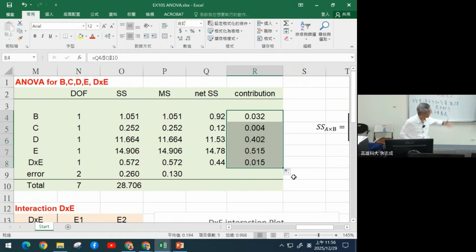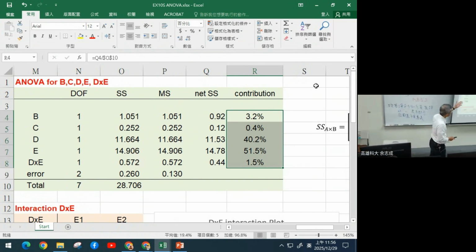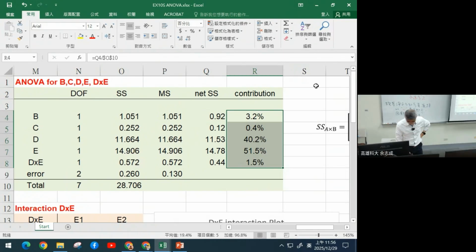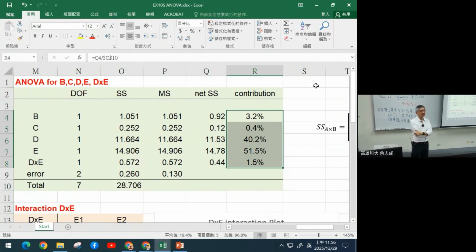And this is not a percentage, right? So you can change that into a percentage by clicking this one. Click here, and it becomes a percentage, and you can increase the decimal to 1 decimal. So you can see 3.2% and 51.5%. And the result should be the same as your lecture notes. Any questions?